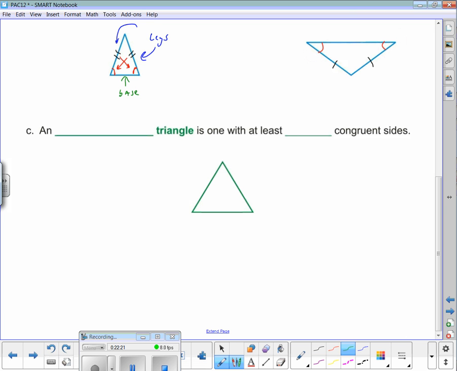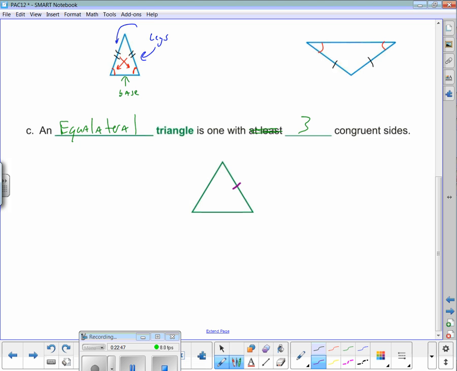We already talked about this one. If you have at least 3 congruent sides, that's stupid. A triangle with, get rid of the at least, I never saw a triangle with more than 3 sides. So a triangle with 3 congruent sides, and we know that that is an equilateral. Equilateral. All right, not like football, we're not lateraling, but it is equilateral.